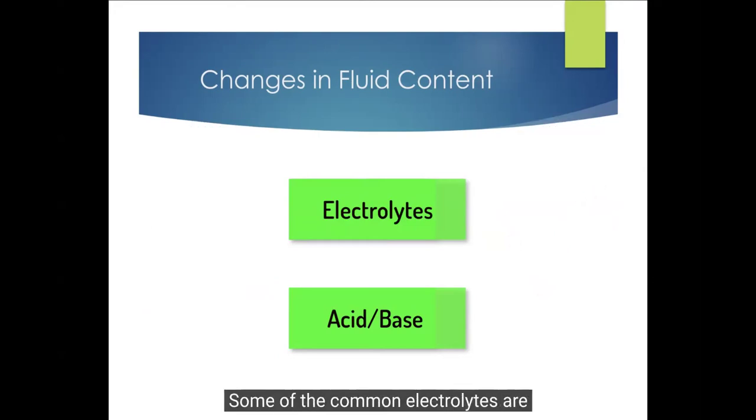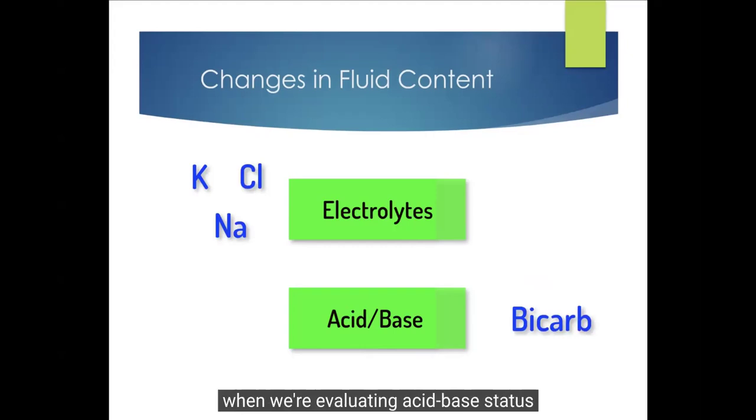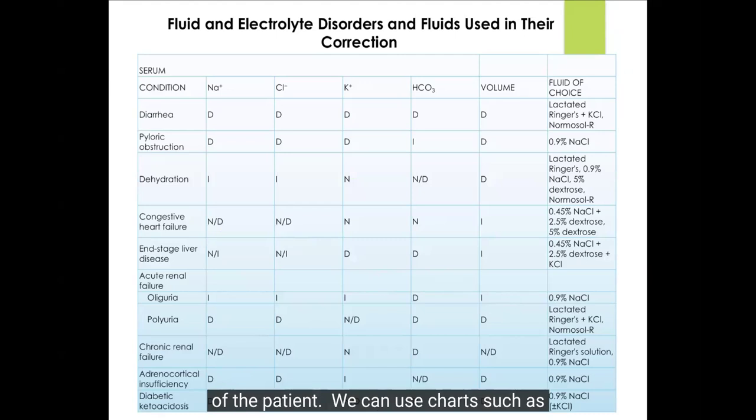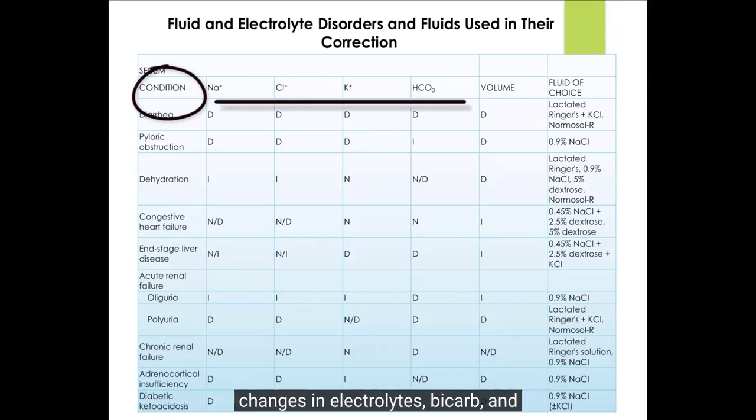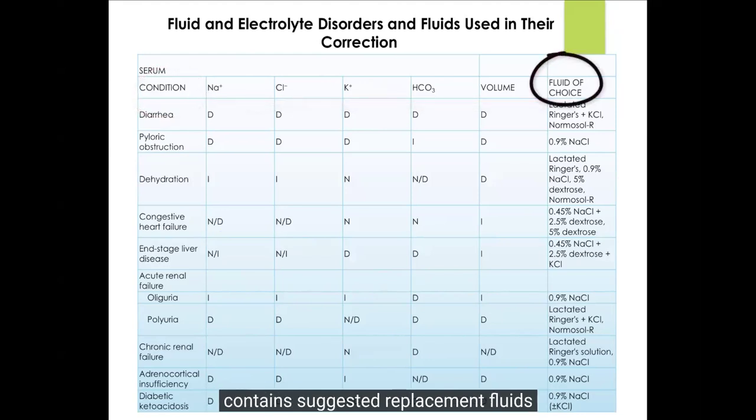Some of the common electrolytes we're looking at are potassium, sodium, and chloride, and then of course bicarb when we're evaluating acid-base status of the patient. We can use charts such as this example from the Wanamaker and Massey Pharmacology textbook that gives us examples of different medical conditions in animals and the expected changes in electrolytes, bicarb, and total fluid volumes. The last column contains suggested replacement fluids that we may use in these patients.